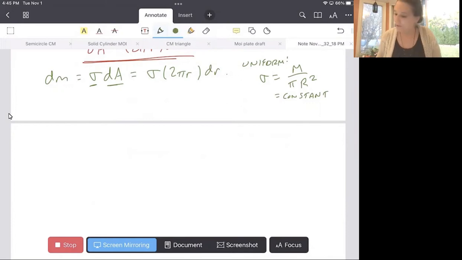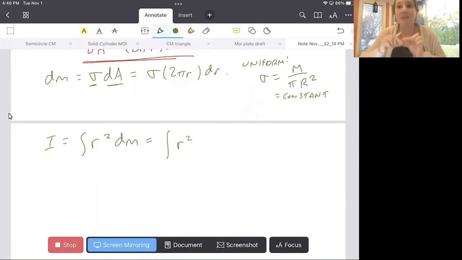Okay, so let's put this all together. My moment of inertia integral is the integral of r squared dm. Now I have dm in terms of r, so this is great because I can actually do this integral. It'll be the integral of r squared, where r is the variable distance to my dm. Then I plug in for my dm, which is equal to sigma dA, so sigma 2 pi r dr. Again, if it was a variable sigma, I would just plug that in here. It is a uniform sigma, which is a constant.